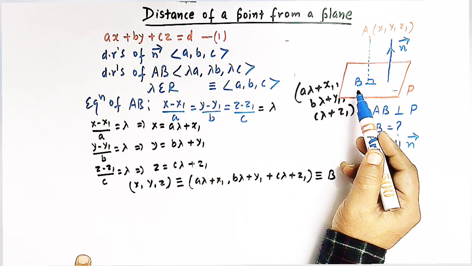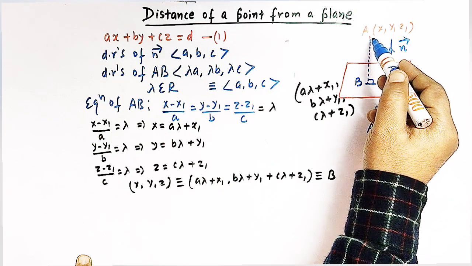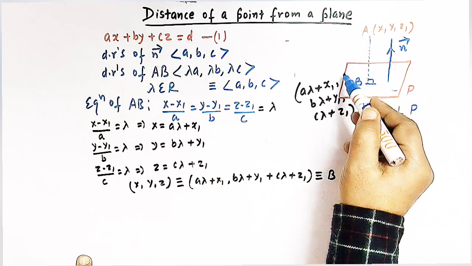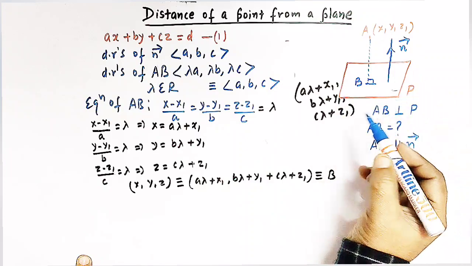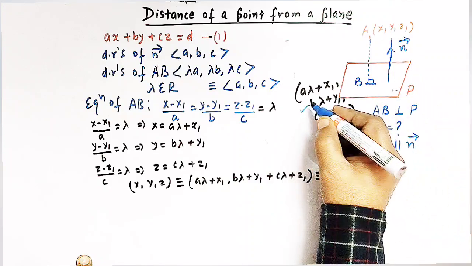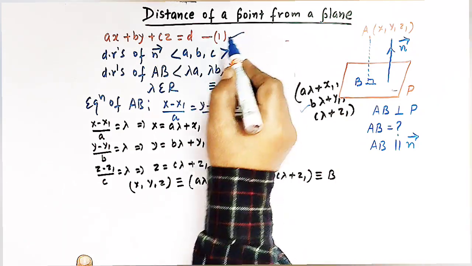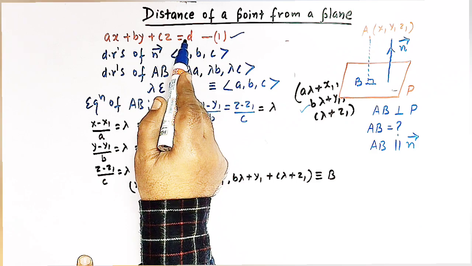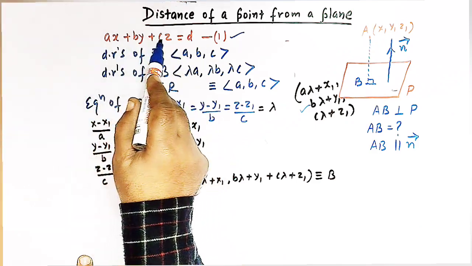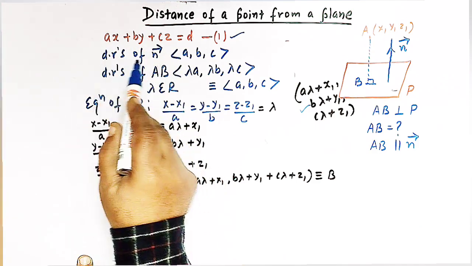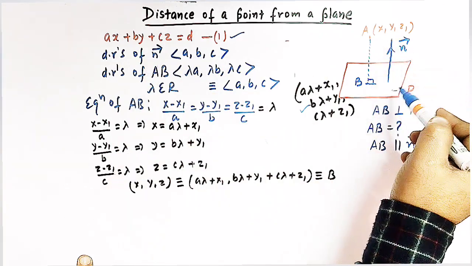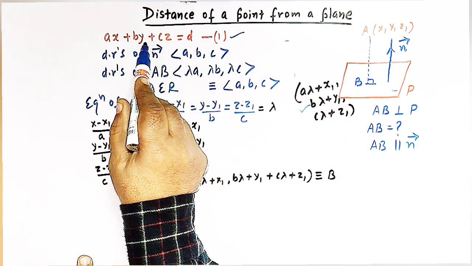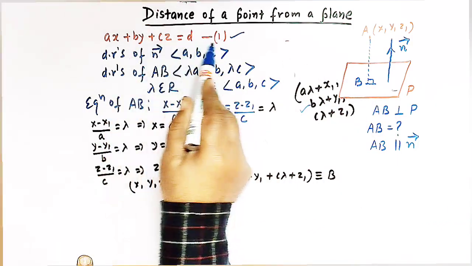So now see here, this point B lies on this line AB, and this point B also lies on this plane P, right? So therefore, this coordinate must satisfy the equation of the plane, which is ax plus by plus cz is equal to d, right? And a, b, c represents the direction ratios of the normal to this plane P, right? So this point B satisfies the equation of the plane, that is equation 1.